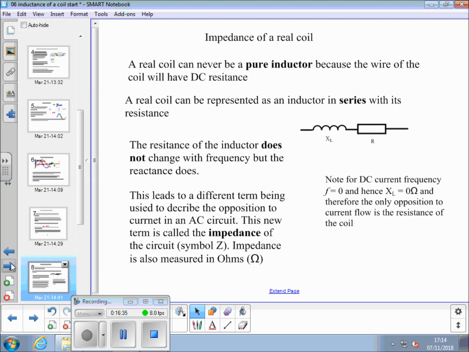Note for DC current, frequency f is equal to 0 and hence XL is equal to 0 ohms. So we take AC away and make frequency equal to 0: 2 pi times 0 times L equals 0. No XL at all, just pure resistance. So that's why in DC we got the current we expected.